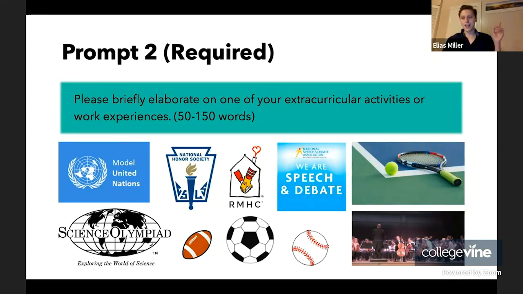Shout outs in the chat if anyone did Model UN, NHS, you volunteered at Ronald McDonald House, you did speech and debate, you played tennis, you played in an orchestra like I did. That's a picture of me playing a concerto with my high school orchestra a long time ago, before you were all born, of course. That's how old I am. If you played football, soccer, or the other football, baseball, did Science Olympiad, shout yourself out in the chat, and I'll shout you out as well. You know, represent all the people who did these clubs.